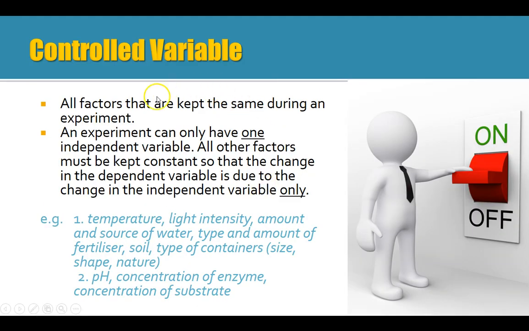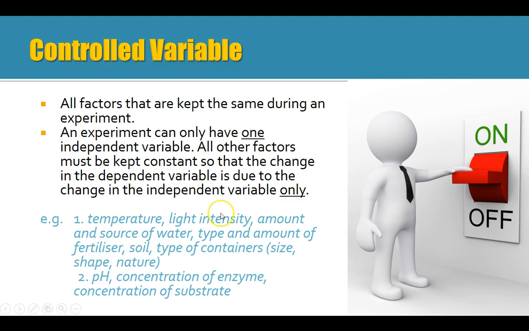And all other variables are what we refer to as controlled variables. So these are the variables that need to be kept the same during the experiment, because we need to make sure that we only have one independent variable, to ensure that the variable that is impacting on the results is the independent variable and not another variable that we haven't kept the same.